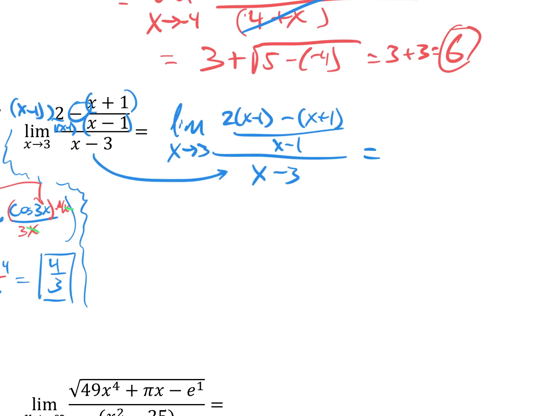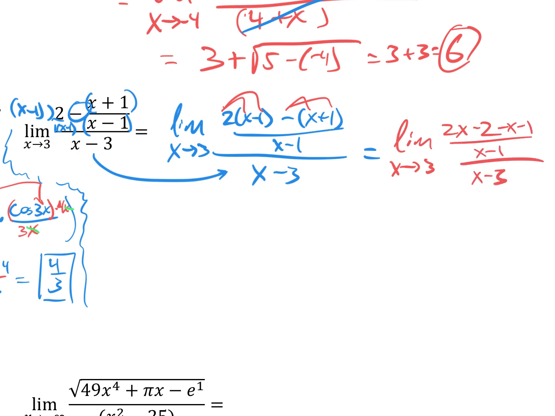Okay, we can clean this up now. Here we have 2 times x. Okay, let's just write it out, it would be safest. So we have 2 times x, 2 times 1, minus 2. Distribute that negative sign, minus x minus 1, all over x minus 1, all over x minus 3. Okay?